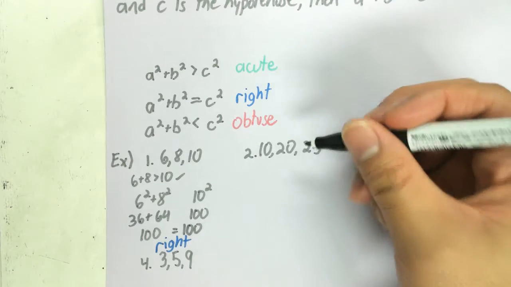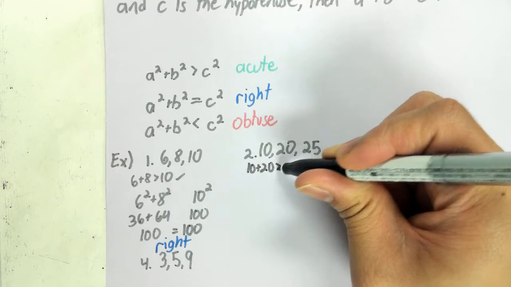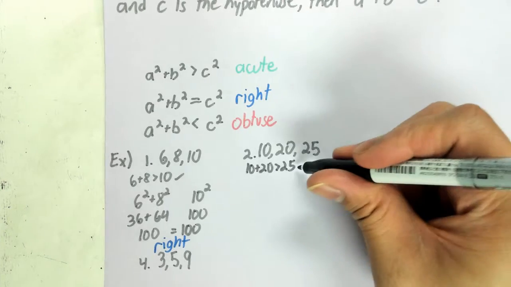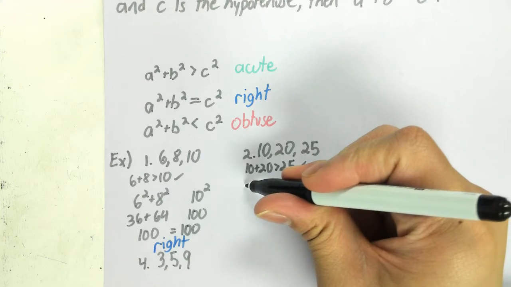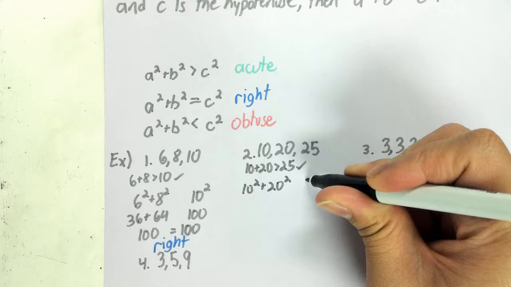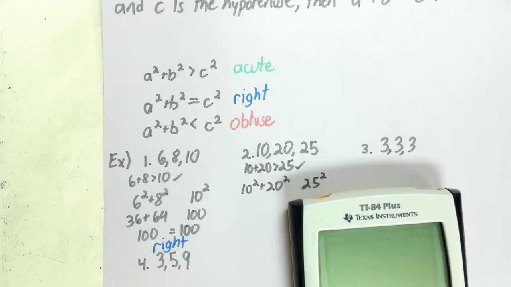Next up over here, again let's check. Is 10 plus 20 greater than 25? 10 plus 20 is 30, which is bigger than 25. So yes, this is a triangle. So now we can use our equation, 10 squared plus 20 squared, and compare that with 25 squared. Now I will show you how to type these in a calculator so that we can skip a few computational steps.